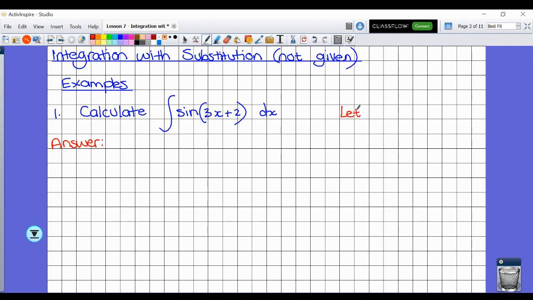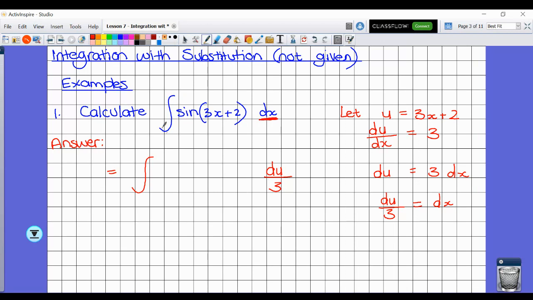Same as always, just write let u equals 3x plus 2, because what else are you going to let u equal to? Everything else is just the exact same as usual. We differentiate u: du with respect to x, dx, gives 3. We're looking to get dx by itself, so I multiply both sides by dx, and then divide by the 3. So dx is the same as saying du over 3.